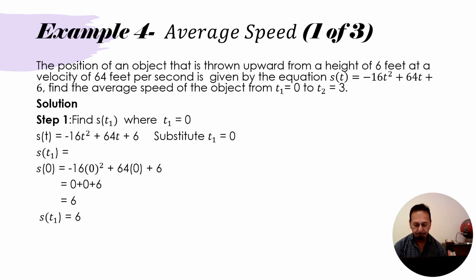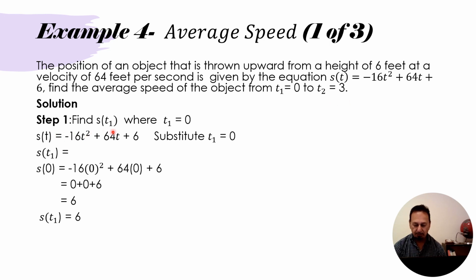Example 4. The position of an object that is thrown upward from a height of 6 feet at a velocity of 64 feet per second is given by the equation s of t equals minus 16t squared plus 64t plus 6. Find the average speed of the object from t1 equals 0 to t2 equals 3.